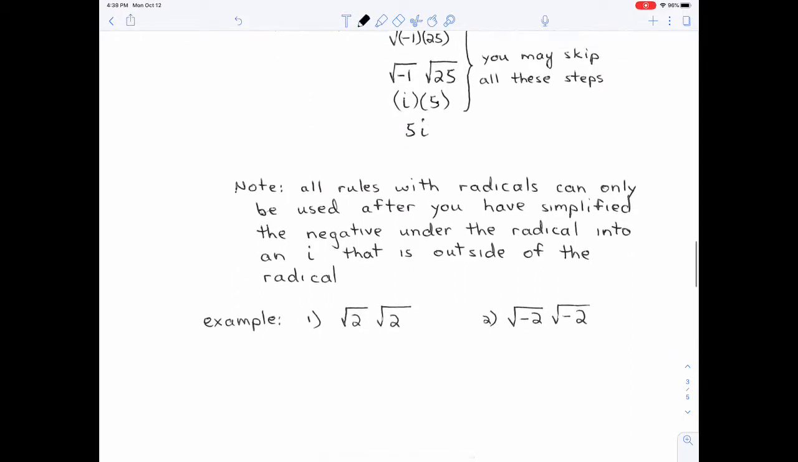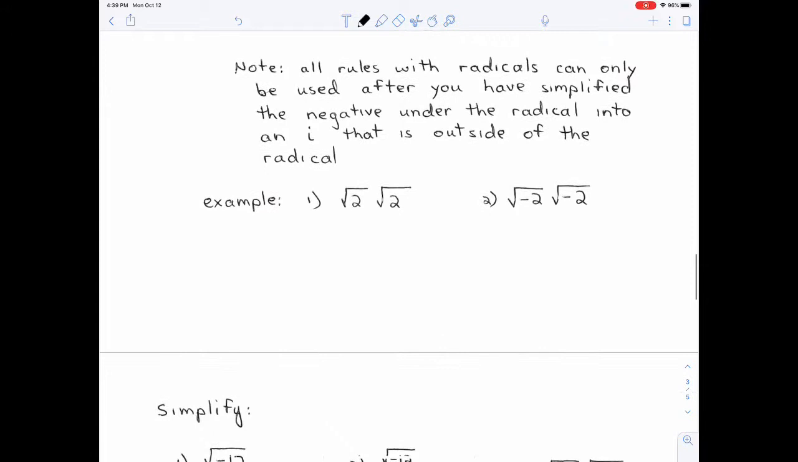Okay. I want to point out something. All rules with radicals only apply when you have real numbers, okay? So I'm going to show you something real quick that you have to be careful of.